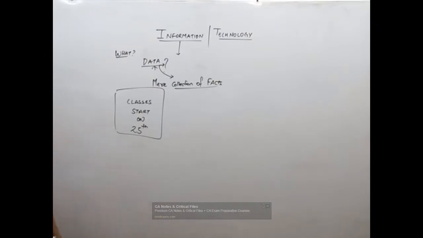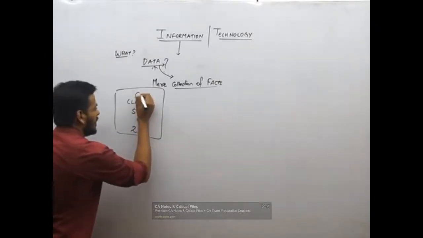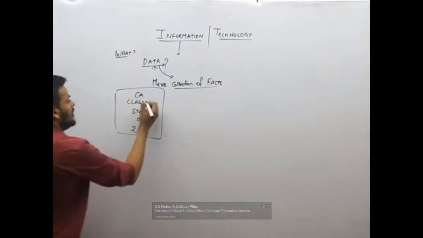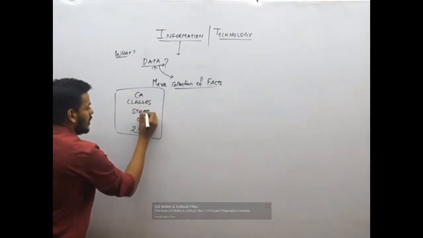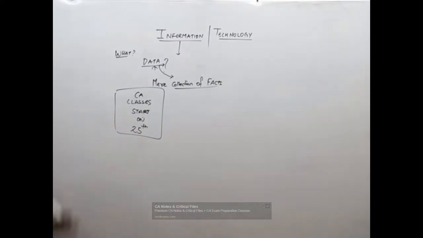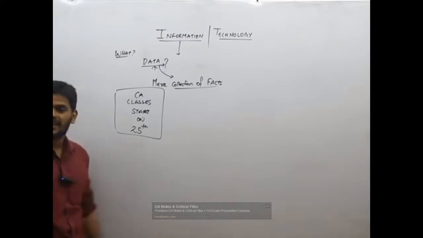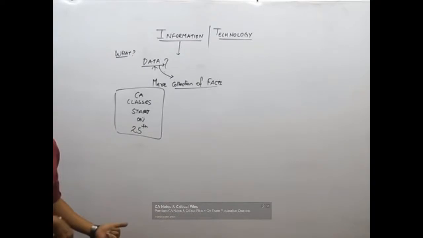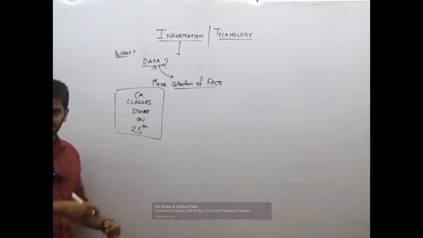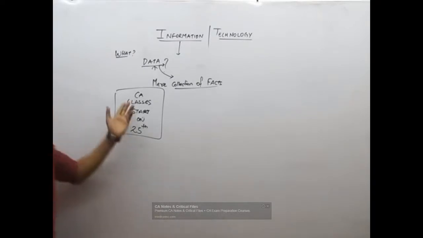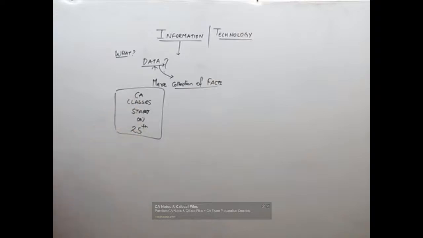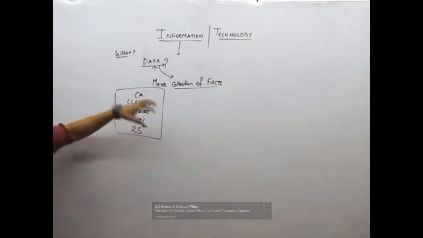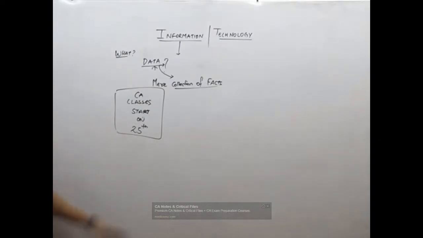Now the same set of people are walking on the road, but they see a banner where CA classes start on 25th. The medical student and the engineering student will simply walk past it. They won't give it any second thought. Why? Because it is giving greater clarity than the first example. With a little more clarity, we are able to understand. Is this board useful to somebody now? Who is that somebody? A CA student.